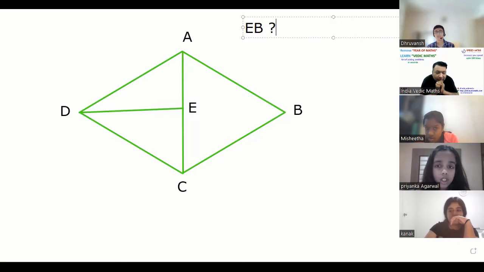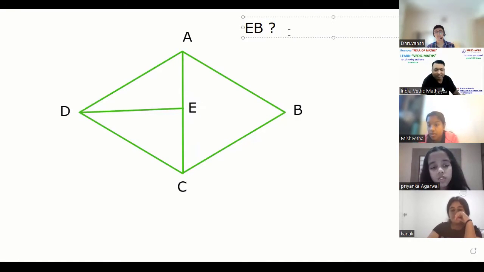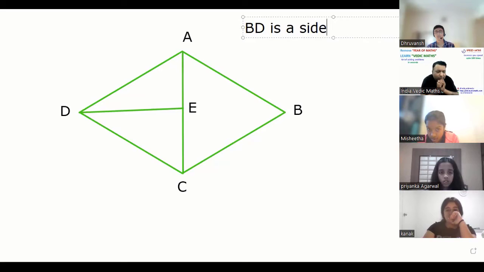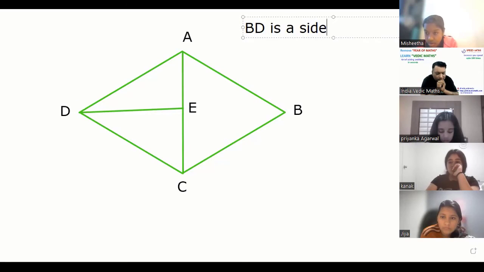No. E and B are not joined, right? EB join कहाँ हुआ है? मेरे को EB को join किया मैंने नहीं किया ना? No, sir. No, it is not a side. Got it? Tell me, Naja, BD is a side of this figure or not? No, because they are not joined.